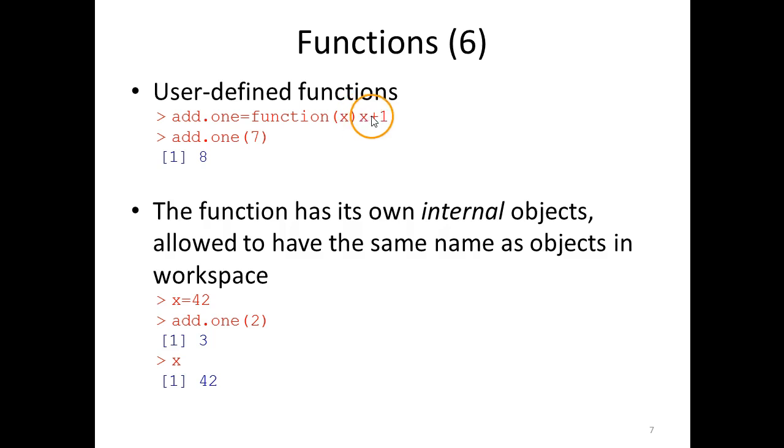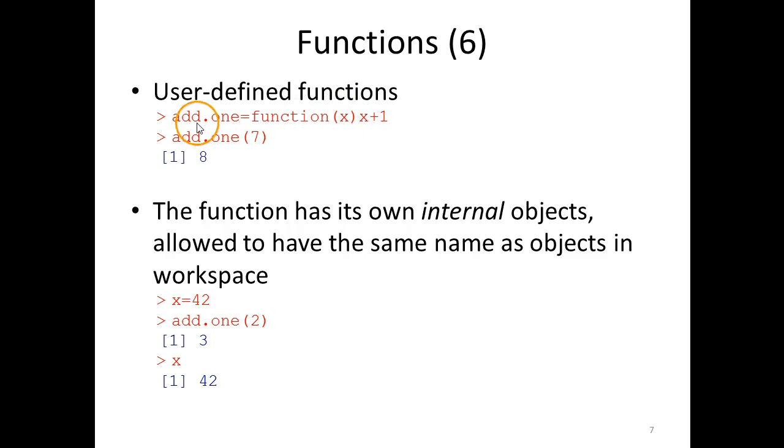And after this you write what you want the function to do. In this case, take x and add 1 to it. So by executing this line of code, you create an object add1, which is a function, which requires one argument x, and then returns the sum of x plus 1.